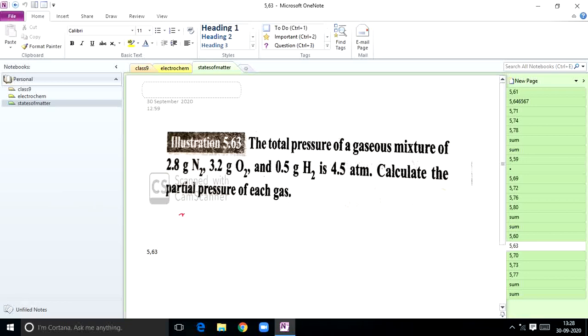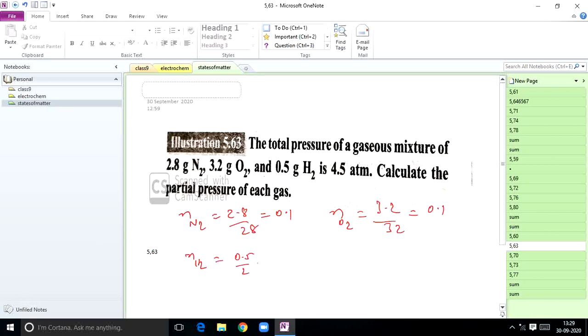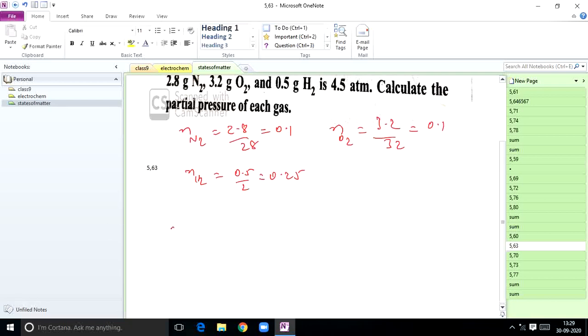So you calculate number of moles of nitrogen, 2.8 by 28. So how much you will get? 0.1. So number of moles of oxygen, how much? 3.2 by 32, 0.1. So in the same manner number of moles of hydrogen, how much you will get? 0.5 by 2, 0.25. So after calculating all this, total number of moles you take immediately. So number of moles of nitrogen plus number of moles of oxygen plus number of moles of hydrogen. So total number of moles you will get 0.45. That is total number of moles.